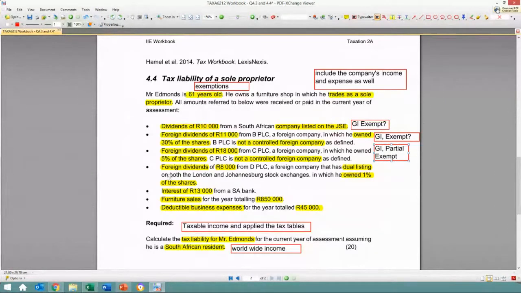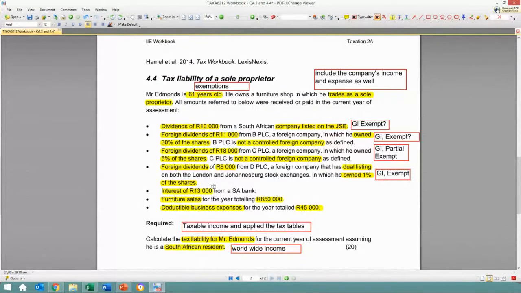Then the next foreign dividend we received is 8,000 from DPLC, a foreign company that has a dual listing on both London and Johannesburg Stock Exchange, in which we own 1% of the shares. Now, generally, if there's a dual listing, that would also be exempt from foreign dividends because of the dual treaties between the countries. So generally, in that case, it would also be exempt. But you include it in gross income and then exempt.